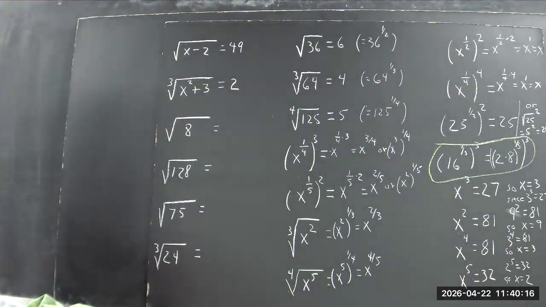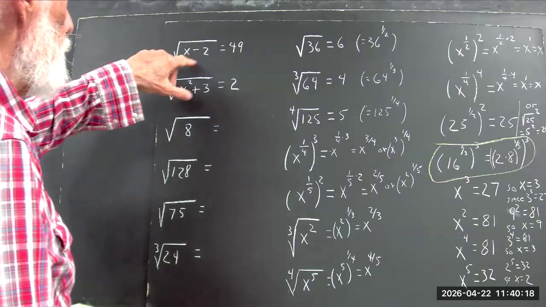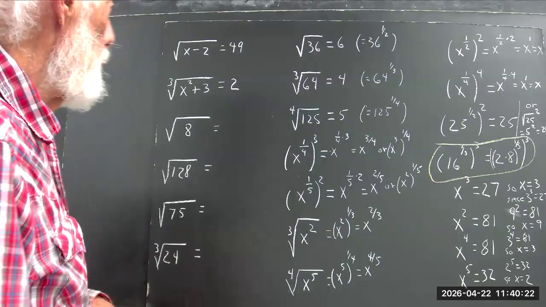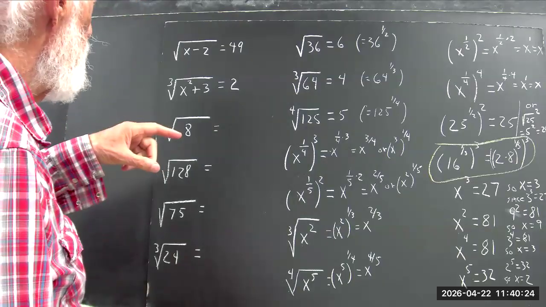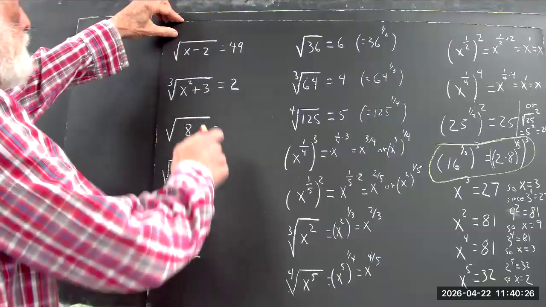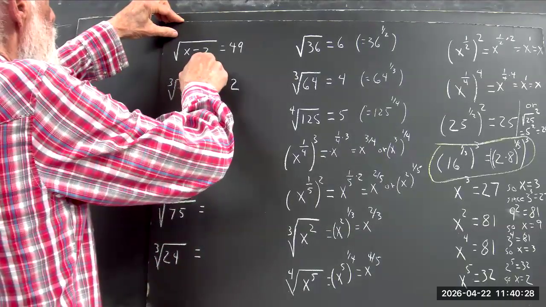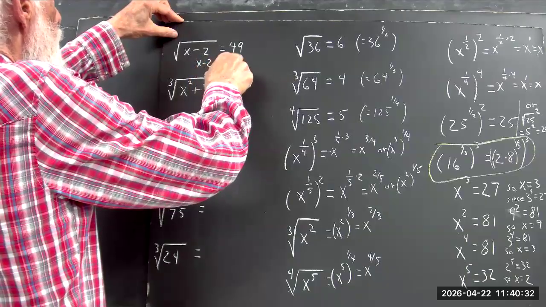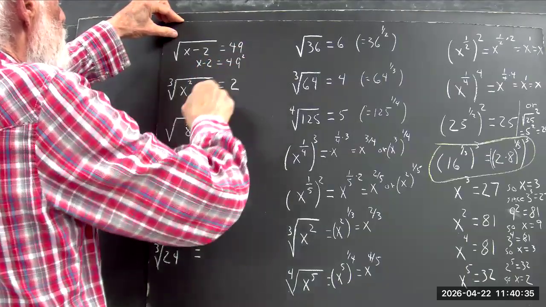Okay, say we have an equation, square root of x minus 2 equals 49. Okay, well, that means x minus 2 equals 49 squared.